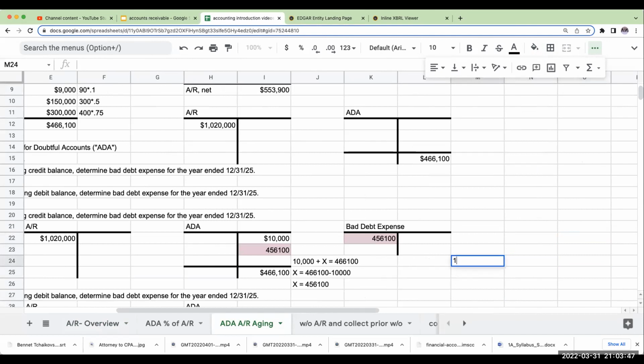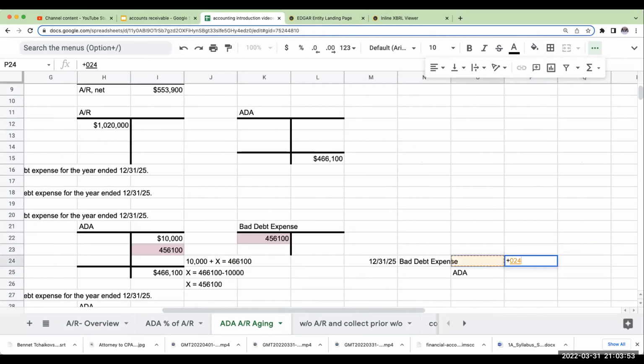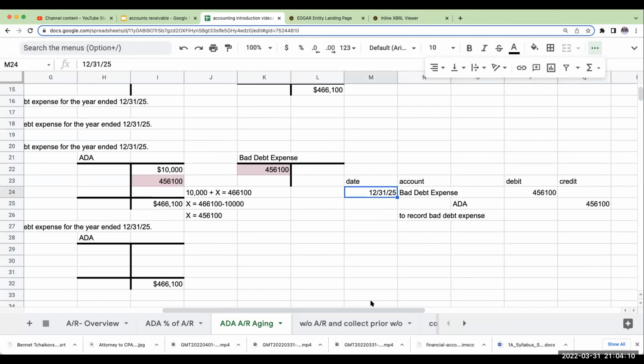The journal entry to record bad debt expense is always going to be the same. I'm going to debit bad debt expense. I'm going to credit the allowance for doubtful accounts. And right over here, I'm off to the races. Okay, so date, account, debit, credit. There we go. So that's part C.